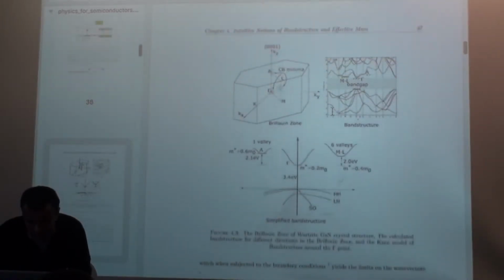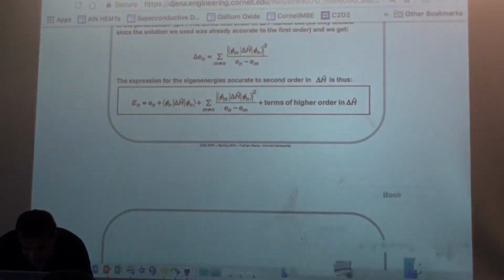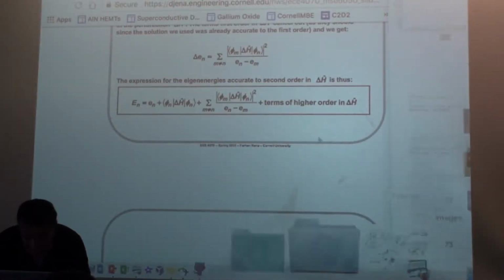What I'll do today is use some of the pictures from, just a second, let me bring that up while you're settling down. I'll use some of the pictures now, in the process of understanding the band structure.